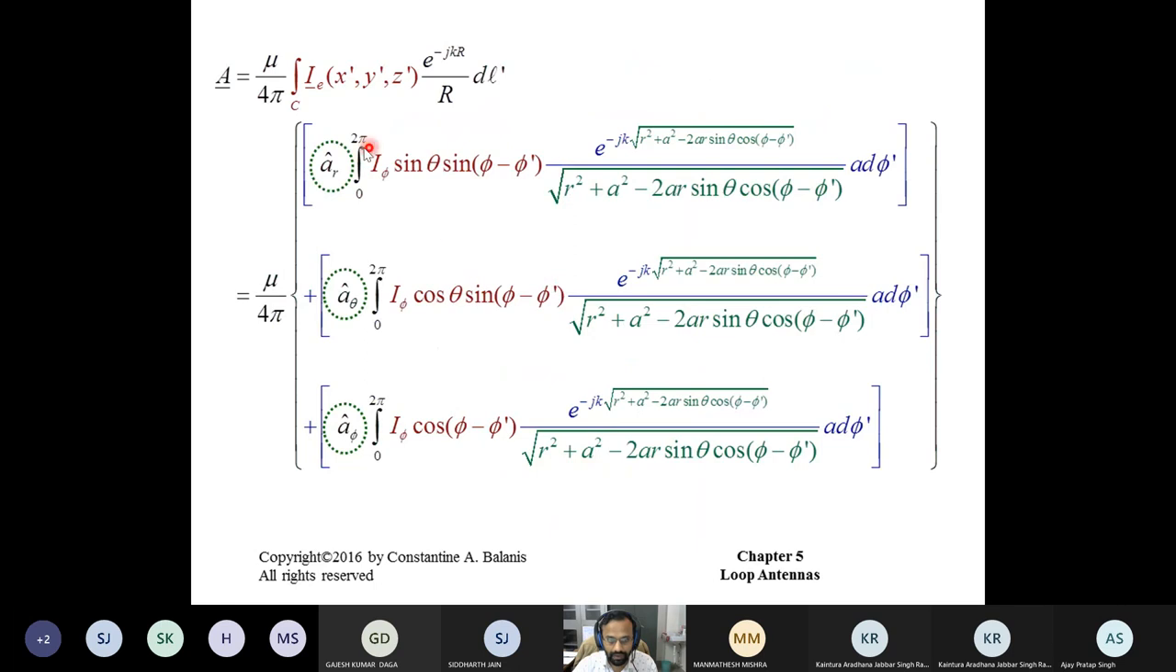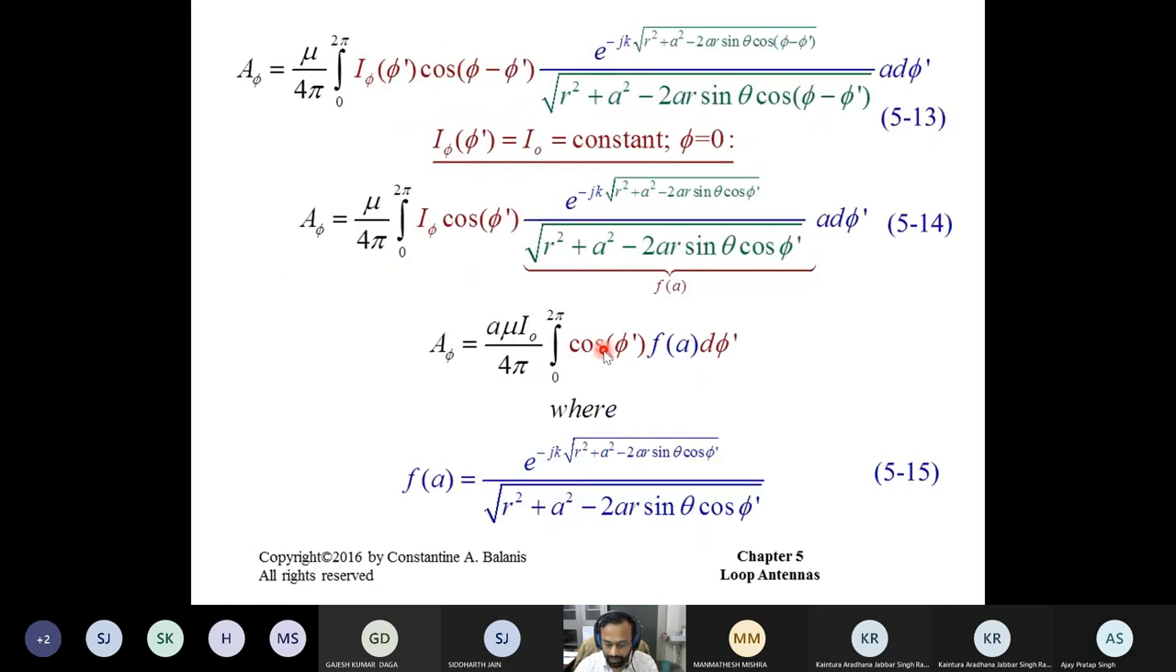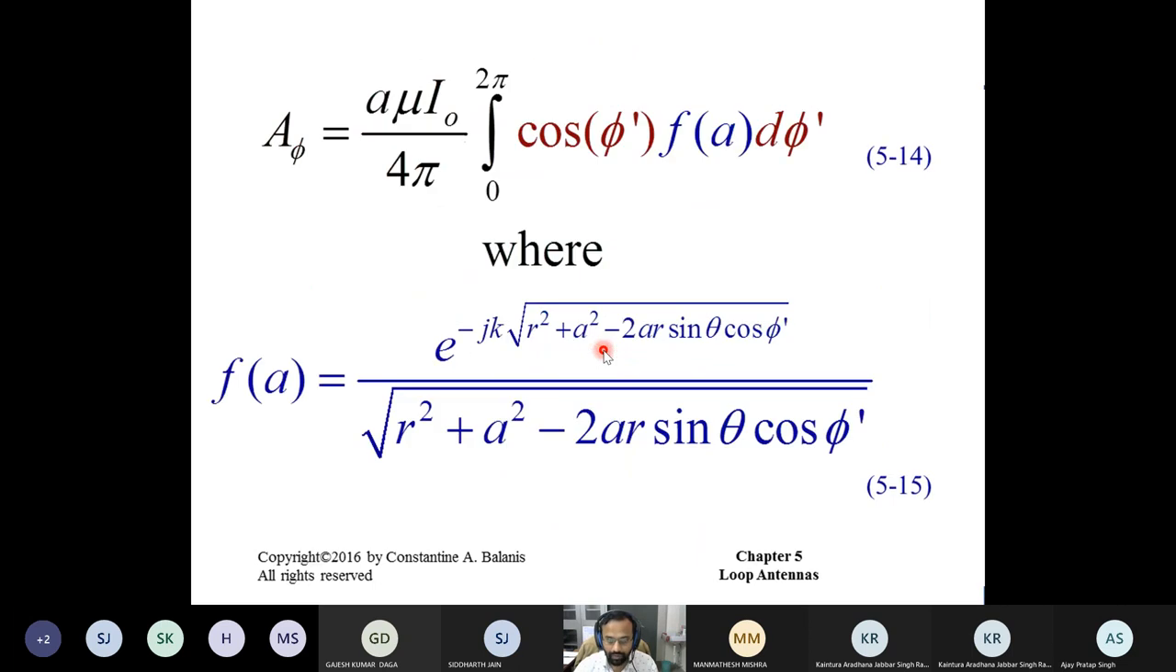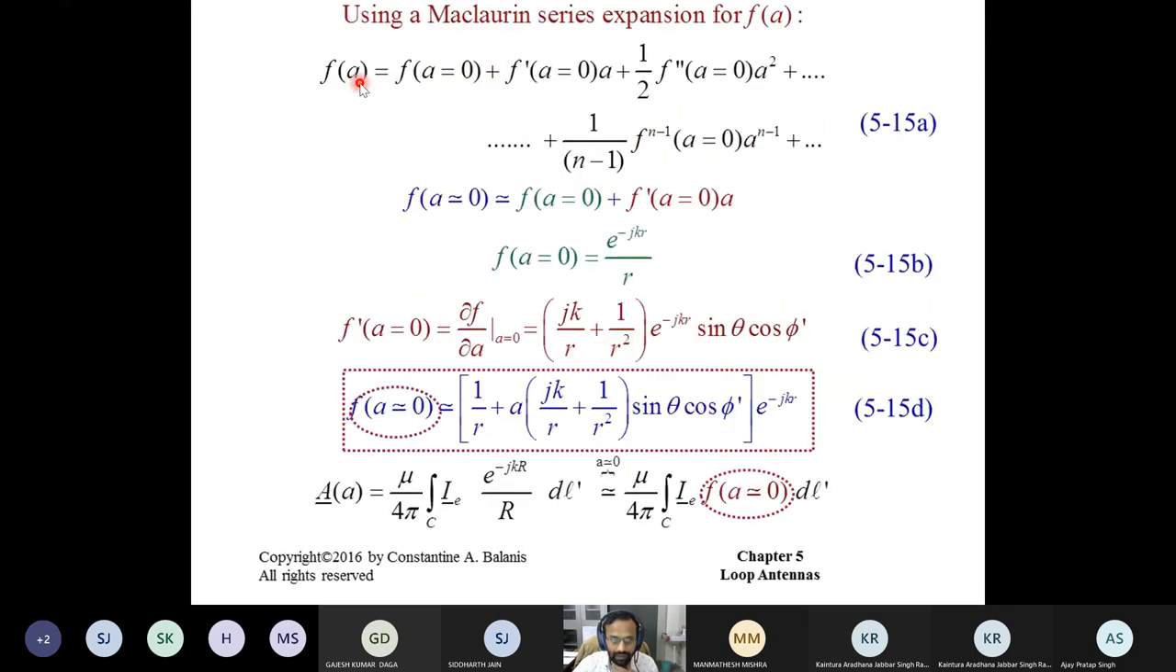Once we have the space factor and the current distribution, we plug into the integral equation and try to evaluate the integral. There are three components, the A R, A theta, and A phi components. We first took the A phi component because it is simple to evaluate. We made an important approximation that we are dealing with small loops. When a tends to zero, we can express f of a using a Maclaurin series, and we retain only the first two terms, not all the terms, and we get an expression for f of a when a tends to zero.